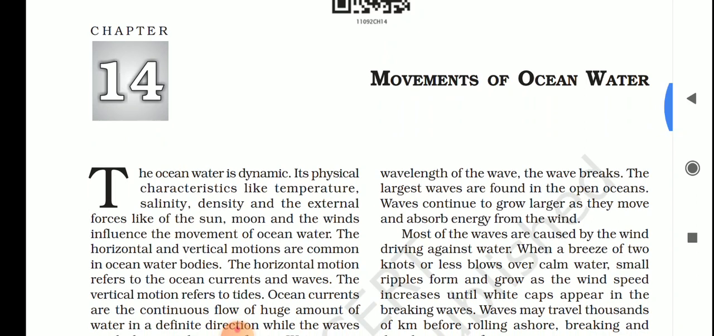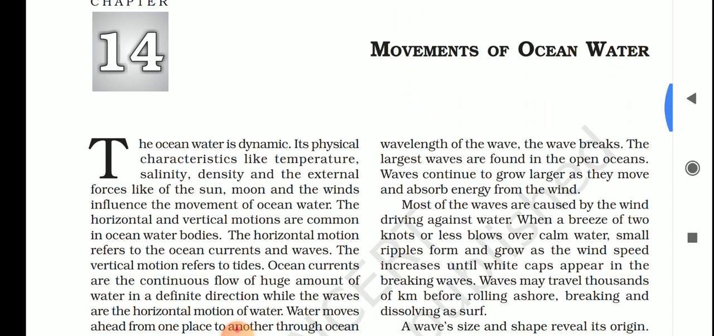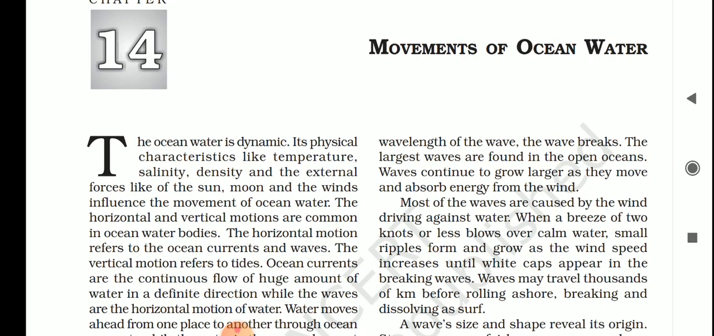This movement is of two kinds. One is visible movement and the other is obscure or non-visible movement. Visible movement is divided into three parts: currents, waves and tides. Obscure movement is in two parts: first is drift and second is creep, which are not visible. So this is all about the movement of the ocean.